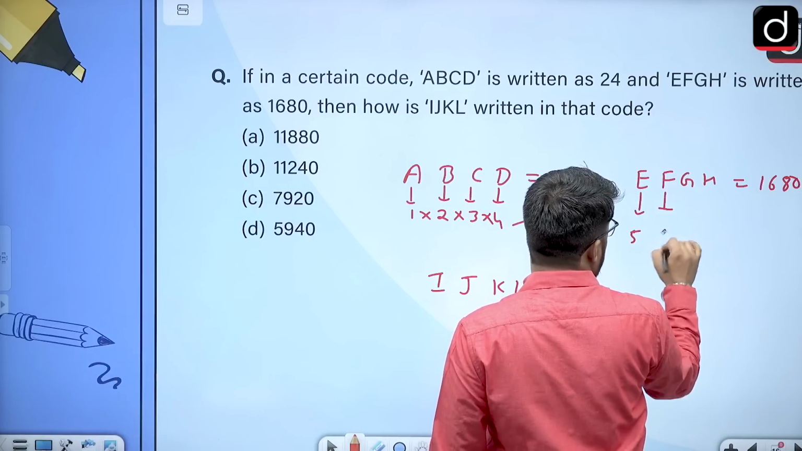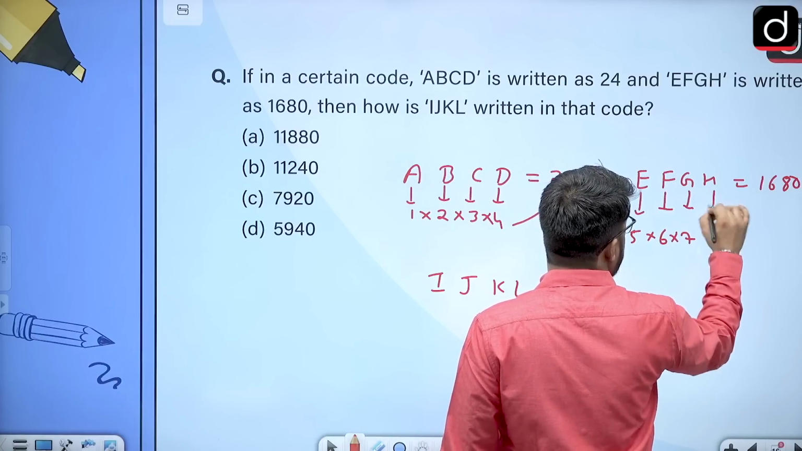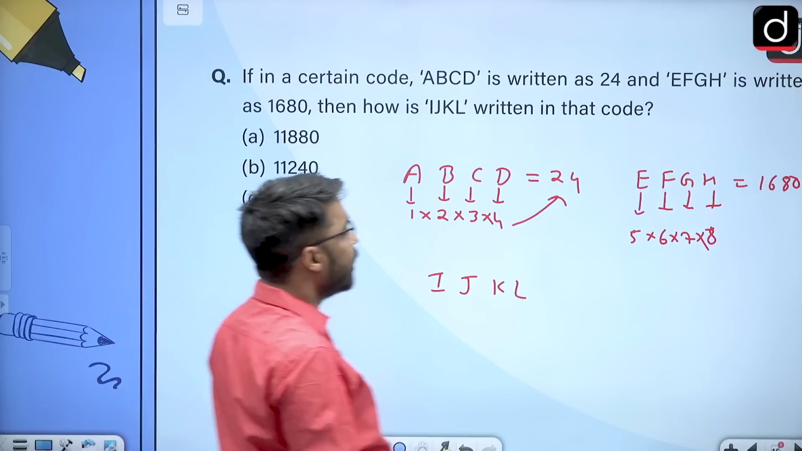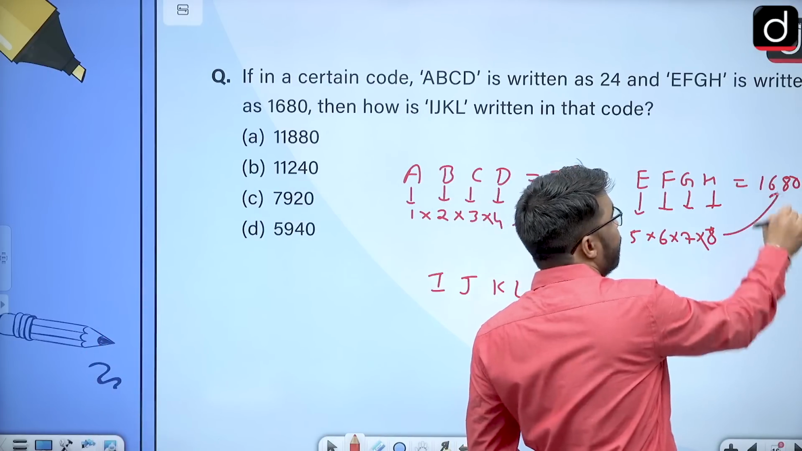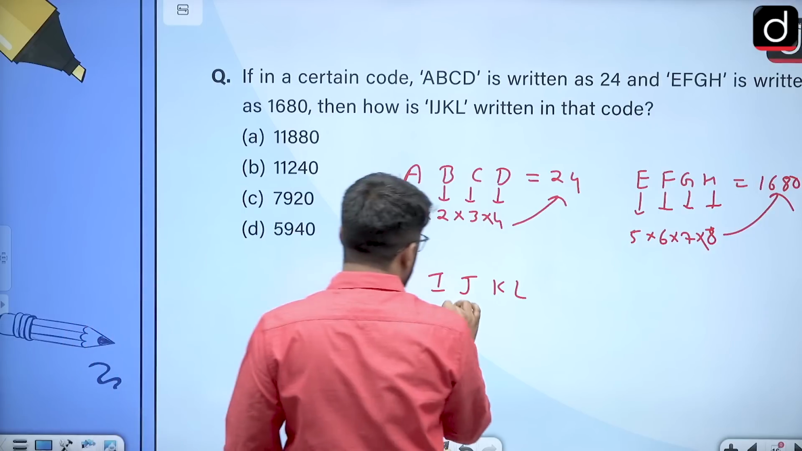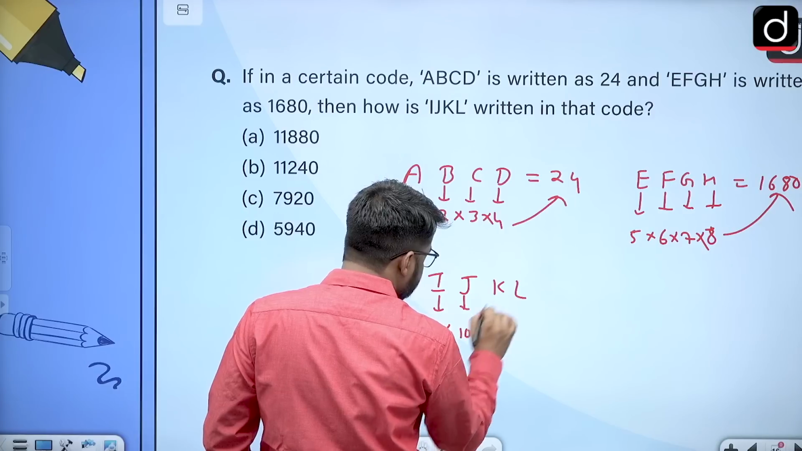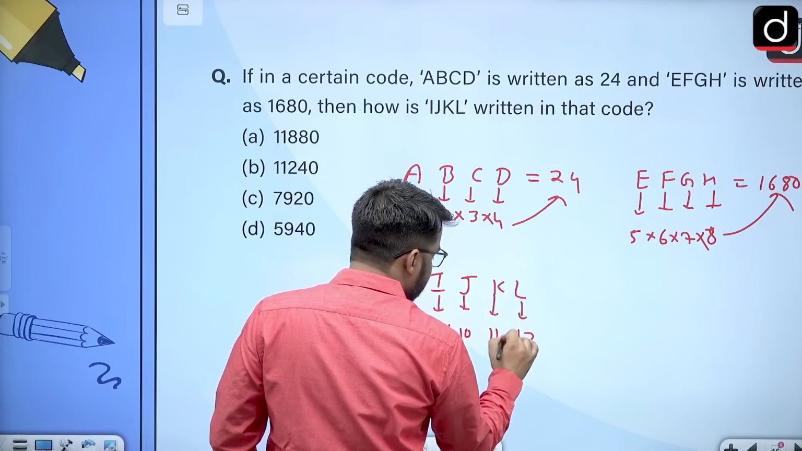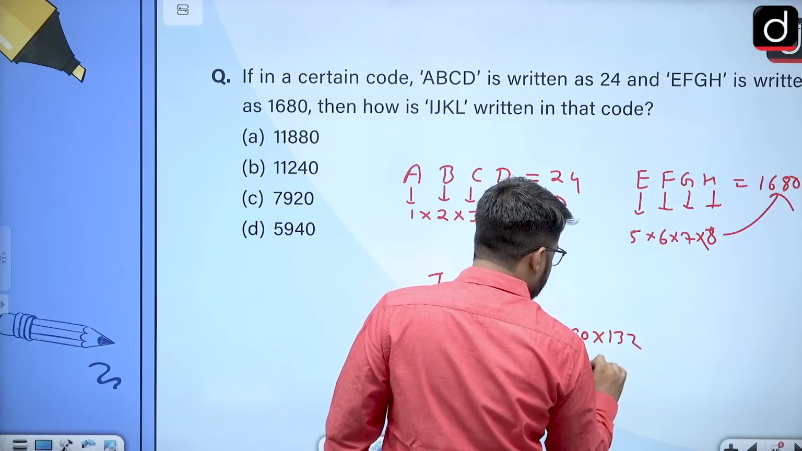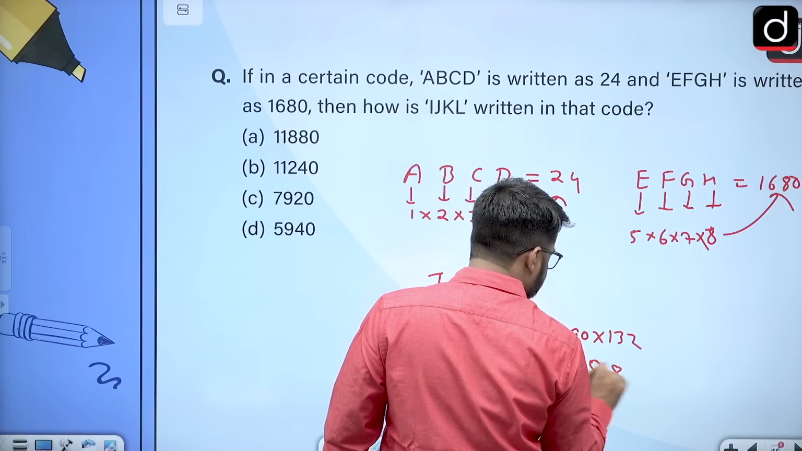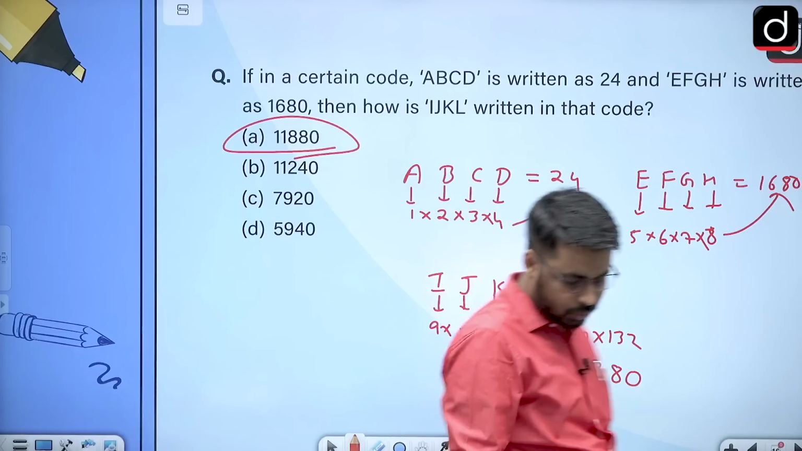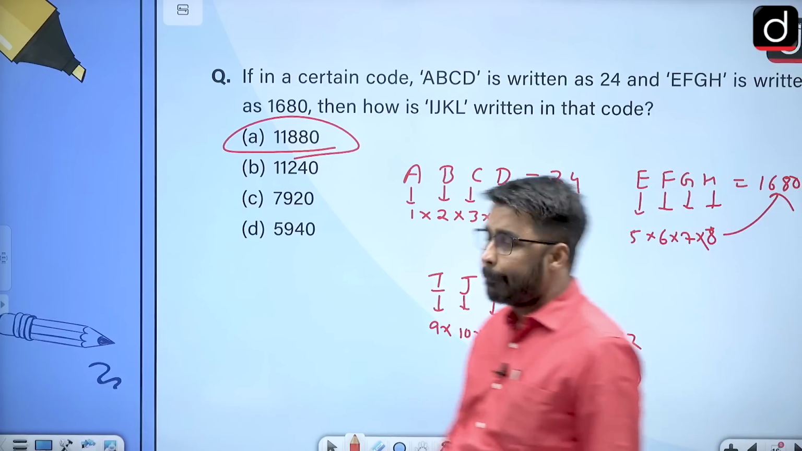E is 5, F is 6, G is 7, H is 8. Now multiply all these place values. 5 into 6 is 30, 30 into 7 is 210, 210 into 8 will be 1680. See, the code is nothing but the product of all the place values. So I's place value is 9, J is 10, K is 11, L is 12. So this will become 90 into 12 into 11, which is 132. So it will be 8, 8 to carry, 11, 88, 0. 11, 88, 0.